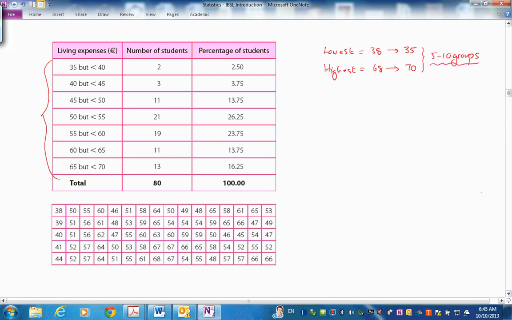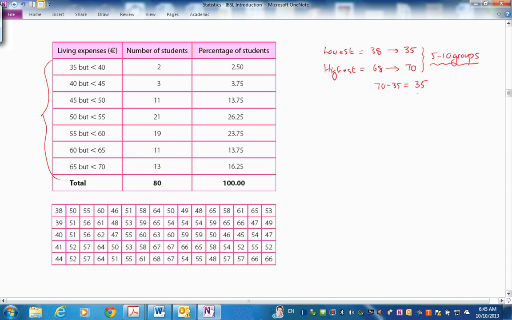Well, 35 to 70 is a distance of 35. I'm showing you how to do this. Actually, in this course, there's a big emphasis on using technology, which is down below. We'll come and look at that. But 70 take 35 is 35.